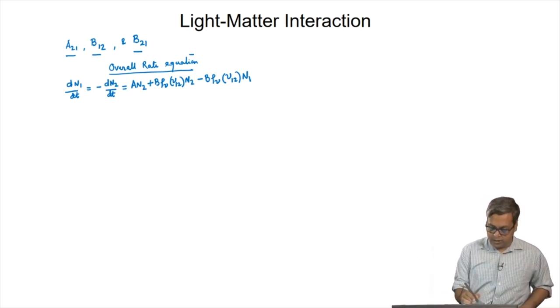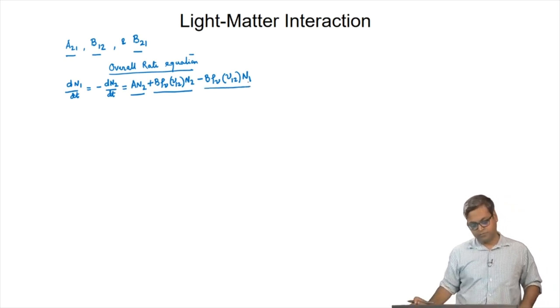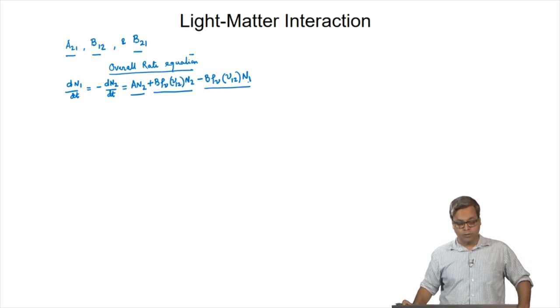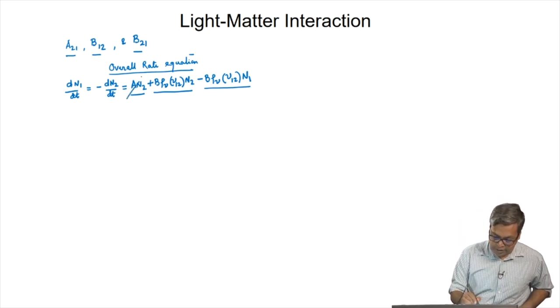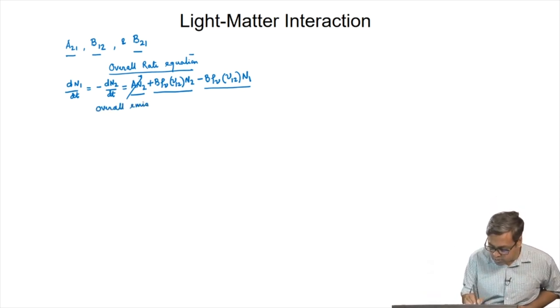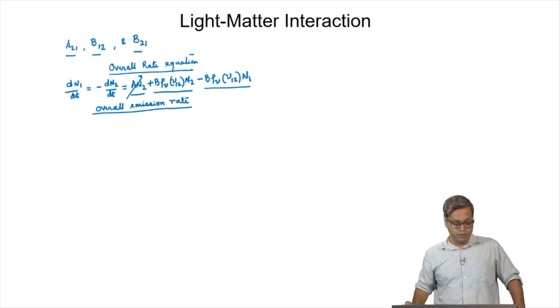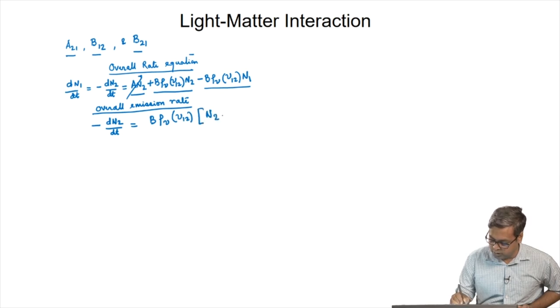So, now we can see this first term comes from spontaneous emission, the second term comes from stimulated emission, and the third term comes from absorption. So, if we consider that the probability of the spontaneous emission is very small, or this A term is very small, we can neglect this and we can write an overall emission rate. In the emission process, molecules go from higher energy levels to lower energy levels. So, it is how the molecules at a higher energy level E2 are changing over time. So, we can write minus dN2/dt equals B rho(nu12) (N2 minus N1).